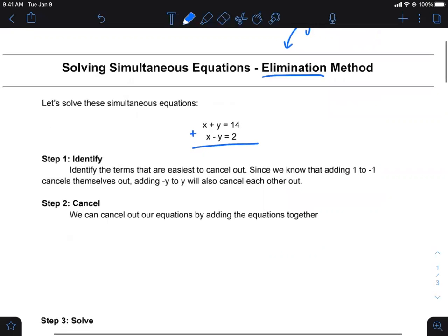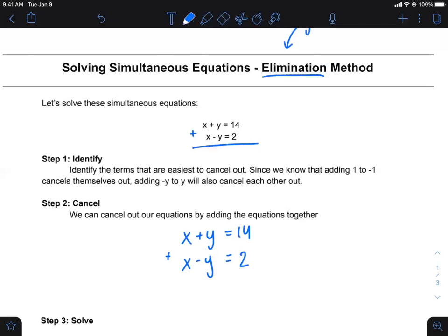So cancel. Step 2, we're going to cancel out our equations by adding them together. So please rewrite your equations for me. x plus y equals 14 plus x minus y equals 2. All right. I personally like to write it like this, and again, treat it like it's math from middle school. However, you will also see it written like this, plus, plus, plus.